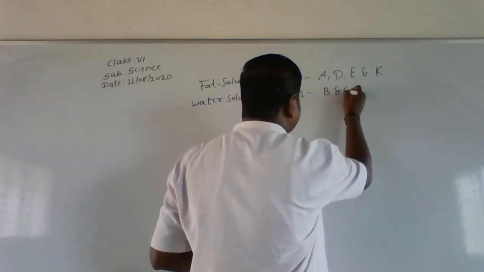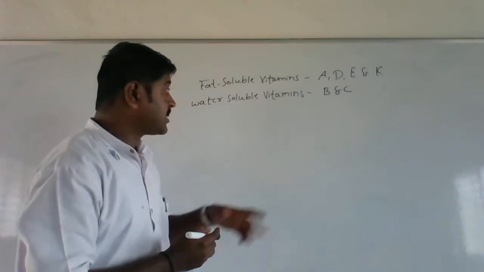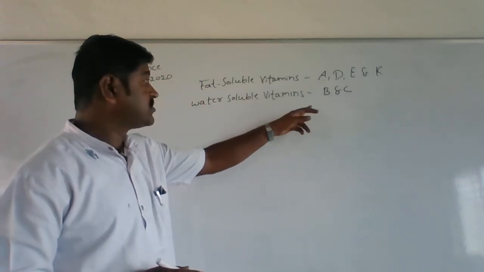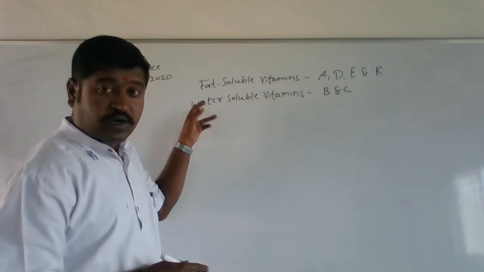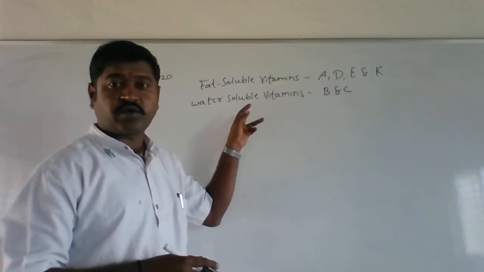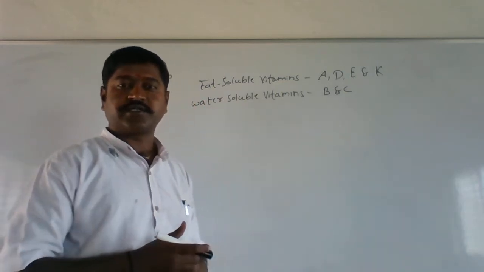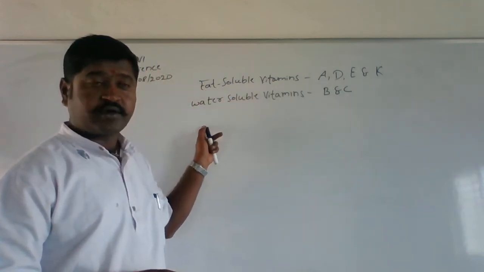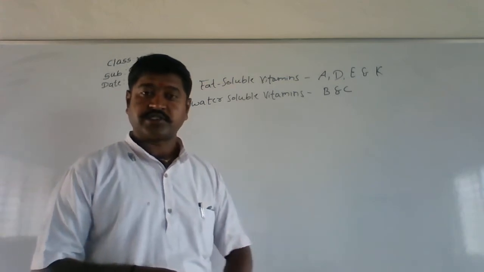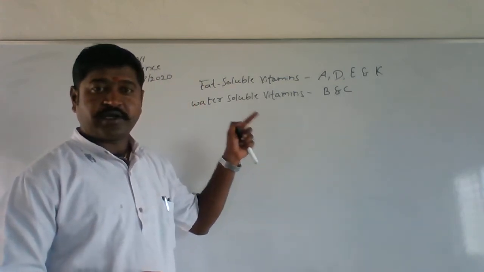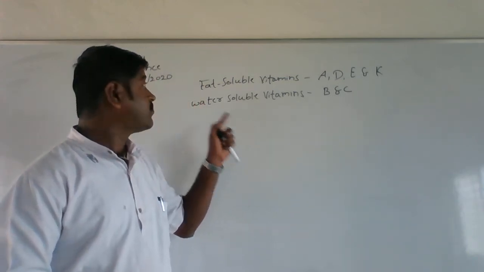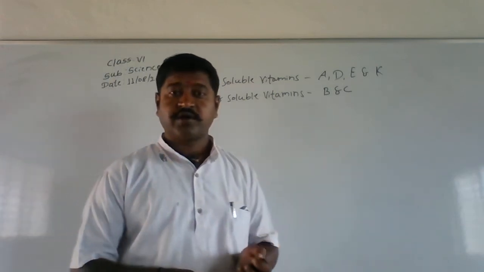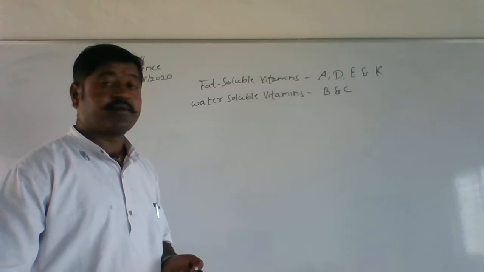Vitamin B and C are water soluble vitamins, which means they dissolve in water. So we have fat soluble vitamins and water soluble vitamins. Out of those six, vitamin A, D, E, and K are fat soluble vitamins. Vitamin B and C are water soluble vitamins.